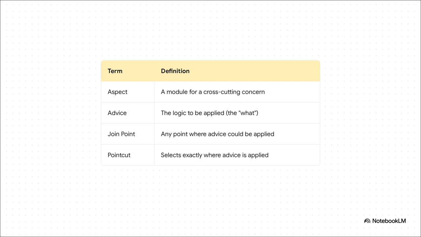Okay, to really get this, we've got to learn the lingo. Let's do a super quick rundown. First, you have an aspect. That's just the module that holds your cross-cutting concern. Think of it as your logger aspect. Then there's the advice, which is the actual code, the what you want to do. And that brings us to the stars of our show today, the join point, which is any possible place you could apply that advice, and the pointcut, which is the rule that pinpoints the exact spot to apply it.